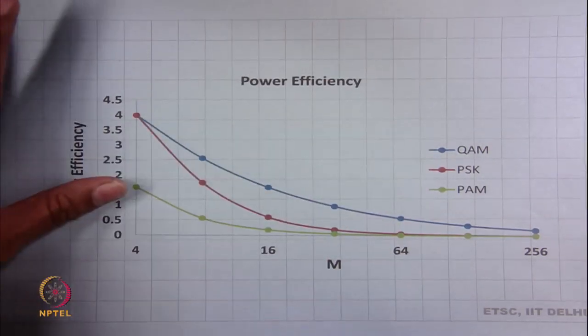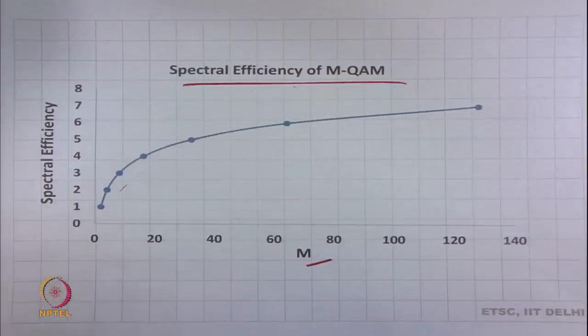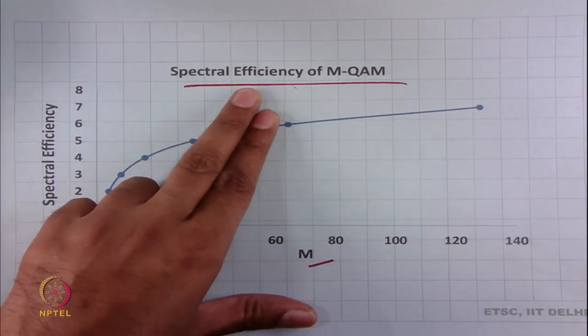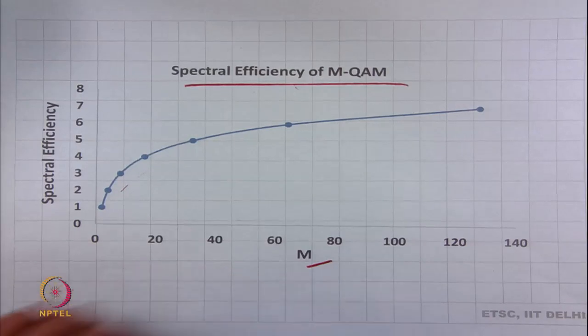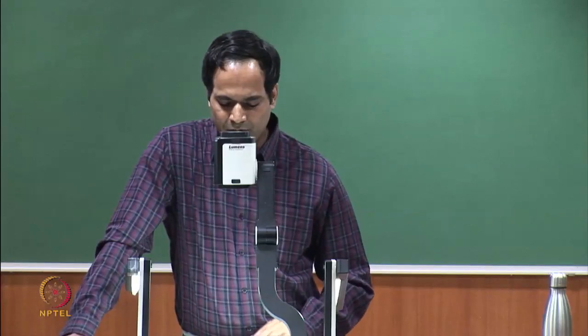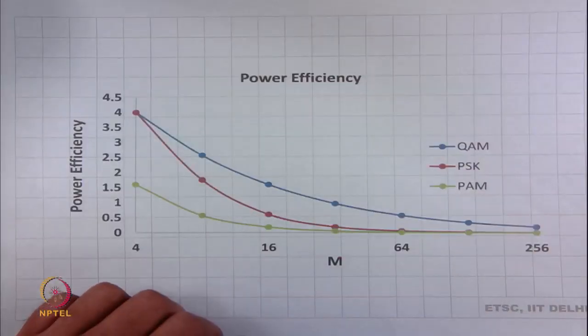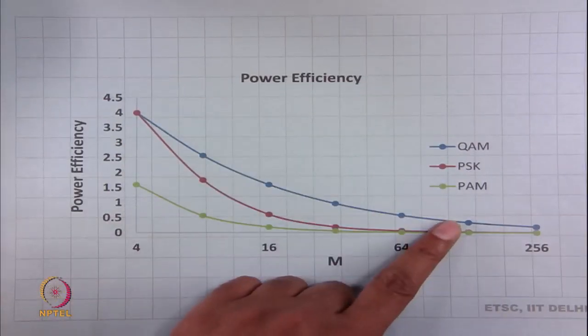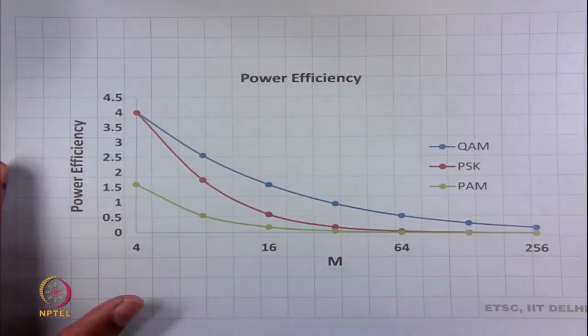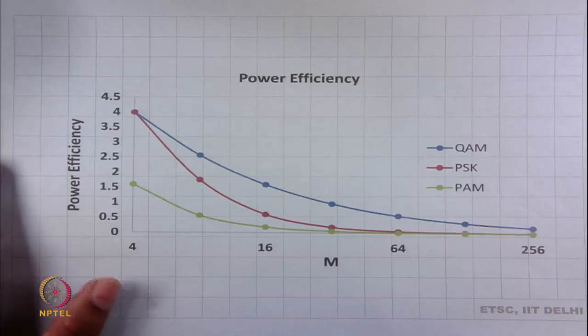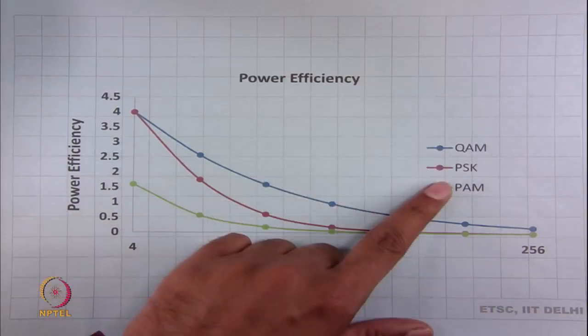Though I did not mention the spectral efficiency of PSK and PAM in this case, the spectral efficiency of PAM and PSK at passband will be the same as the spectral efficiency of QAM. All these three modulation schemes have the same spectral efficiency, but in terms of power efficiency QAM is best. QAM has the largest power efficiency for given M, and thus QAM will require the least Eb/N0 when you are comparing QAM, PSK and PAM.